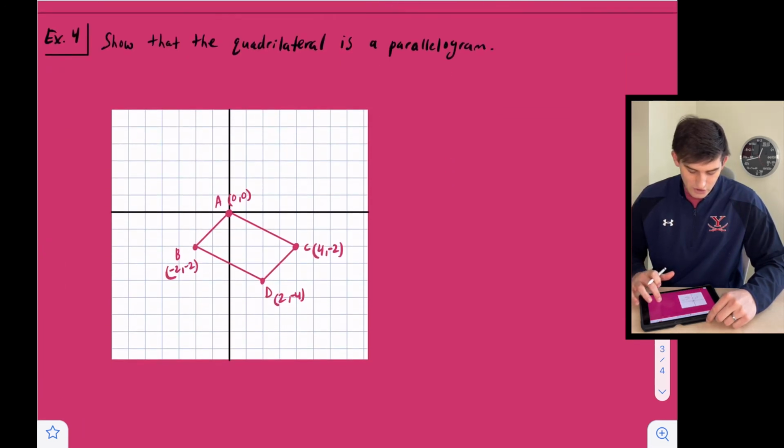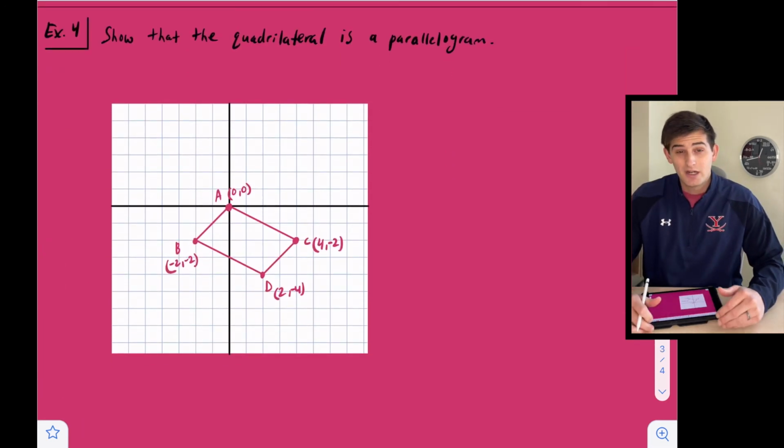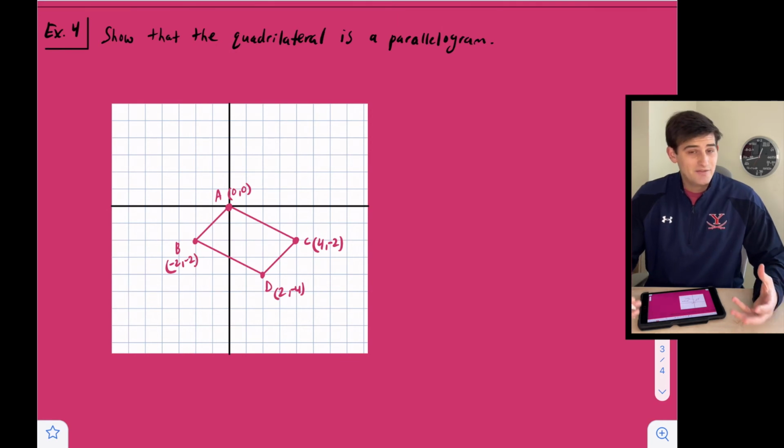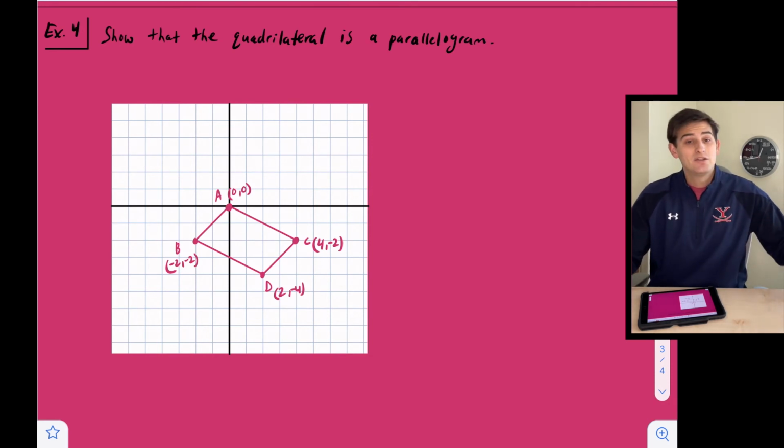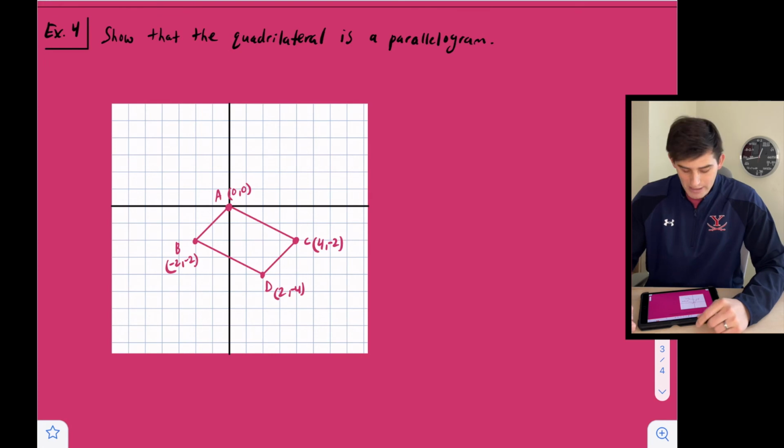All right, and the last one says, show that the quadrilateral is a parallelogram. So there are a lot of ways to do this. We could do what we just did, and find the midpoint of each of the diagonals. If it's the same, that means it's a parallelogram because the two diagonals bisect each other, or they intersect at the midpoint. We could find the distance of all four sides, and we know that the opposite sides should be congruent. We can't really do anything with its angles here on the coordinate plane. Another thing we could do is find that if one pair of opposite sides are parallel and congruent, then it's a parallelogram. So let's do that one, okay?